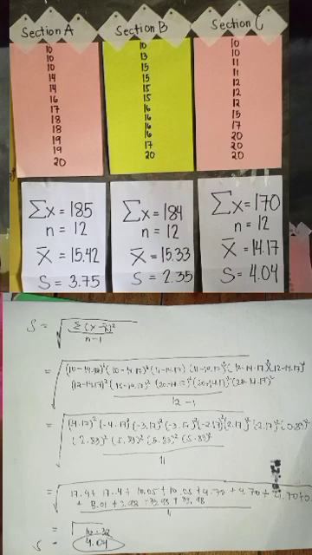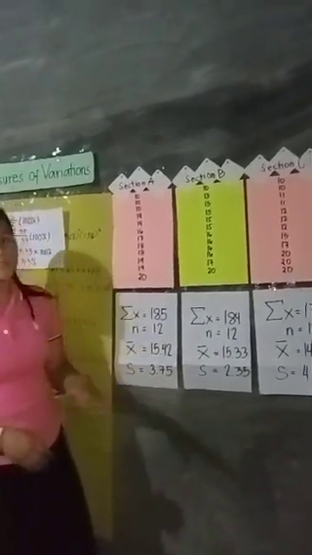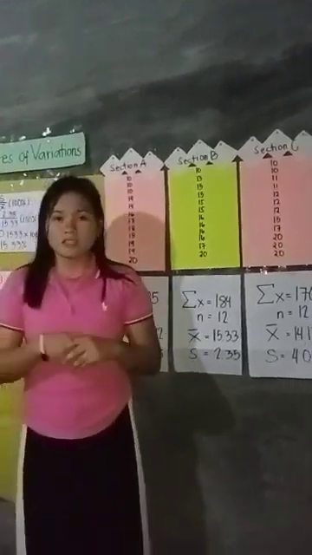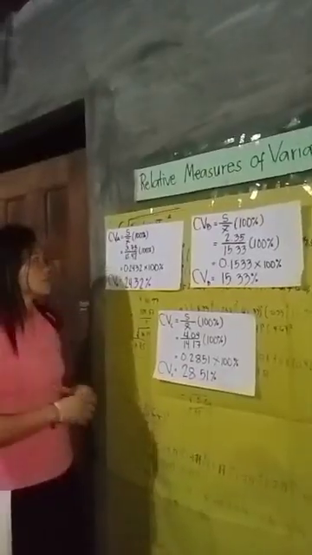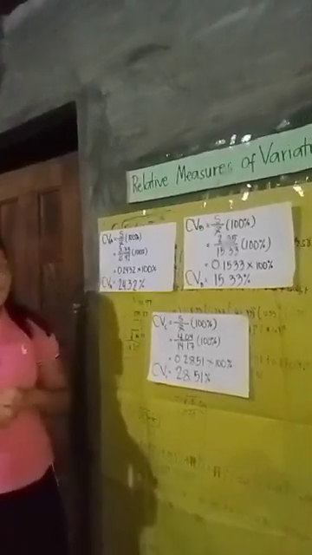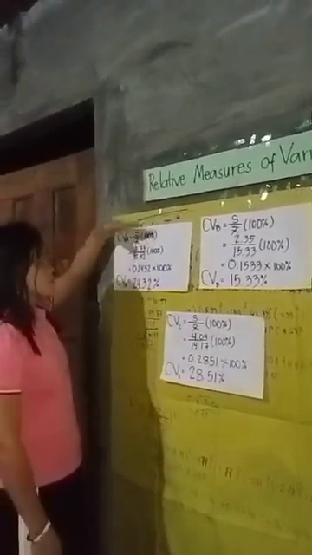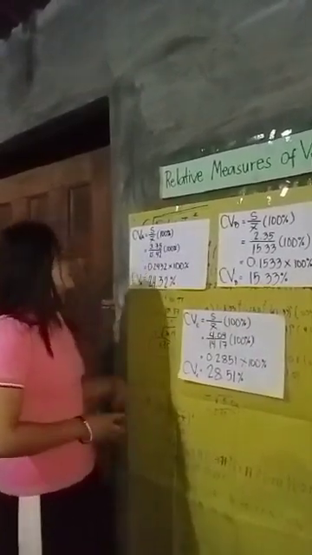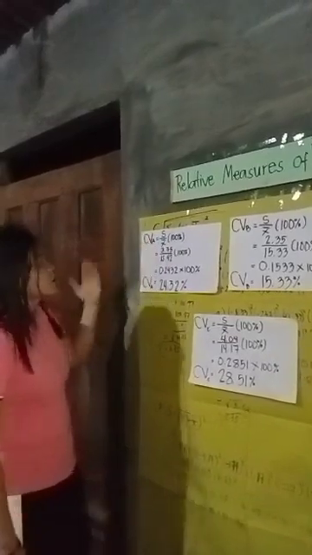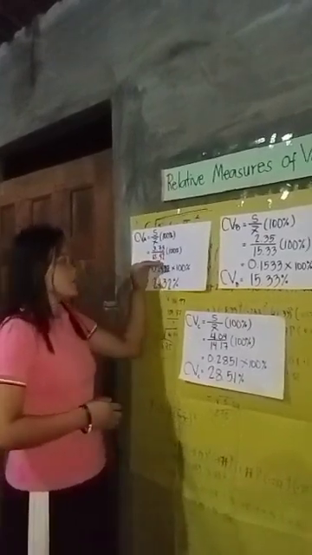I know that you have an idea on how to calculate this because in our previous discussion, it was discussed. Already done computing the mean value and the standard deviation of each section. So now let's proceed to computing the coefficient of variation. In computing the coefficient of variation, we should use this formula. The coefficient of variation is equal to standard deviation divided by the mean and then multiplied by 100%. So, in section A, the standard deviation is 3.75 and the mean is 15.42.